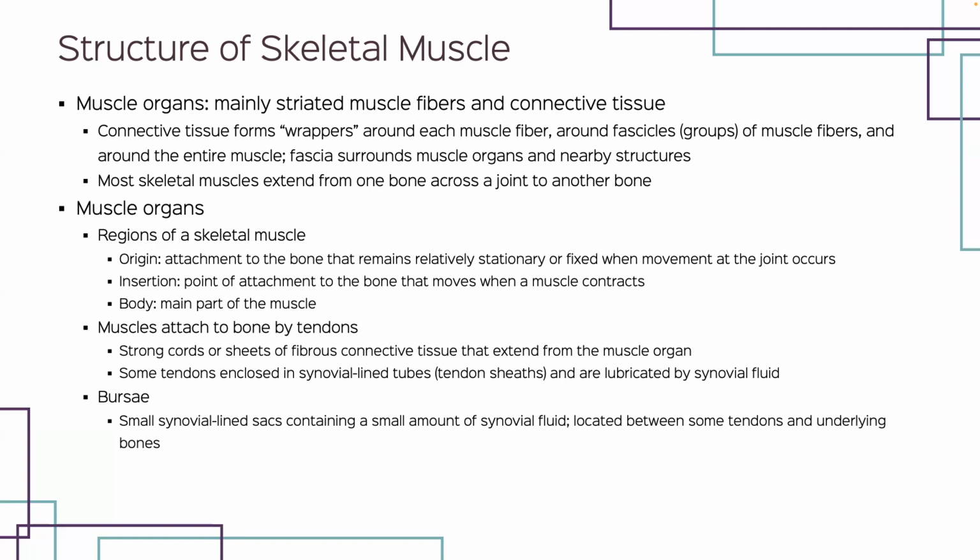Tendon sheaths also go over some tendons. Because these tube-shaped structures are also lined with synovial membranes and moistened with synovial fluid, like a bursa, they facilitate body movement.